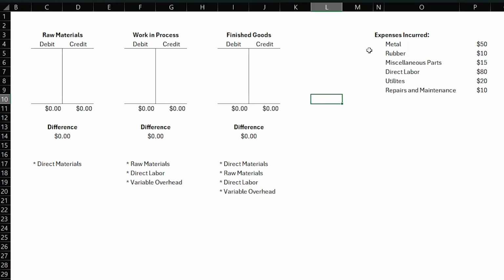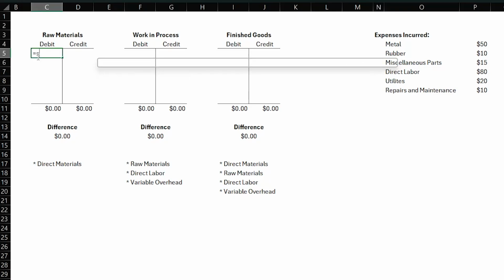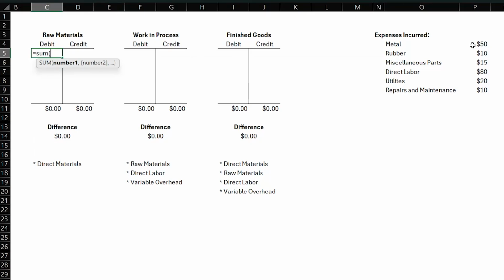We purchase $50 worth of metal, $10 of rubber, and $15 of miscellaneous parts. We would go ahead and just debit all of this to direct materials. When we are ready to begin working on the product, we go ahead and credit raw materials and debit the exact same amount of work in process.